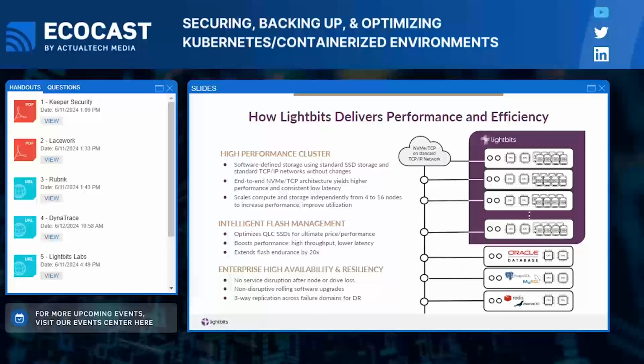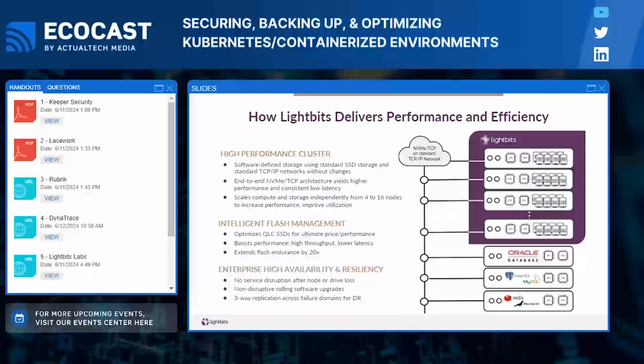So this is kind of how it looks, right? We have our Lightbits cluster, which is NVMe backed, providing NVMe over TCP/IP networking over Ethernet, end-to-end NVMe style performance with low latency and high performance. And then we scale the storage and compute independently. So your applications can grow naturally rather than having to fit in an infrastructure form factor. We have intelligent flash management, which enables you to use QLC, cheaper SSDs for the ultimate price performance. And we also extend the flash endurance by 20% using this intelligent flash management capability.